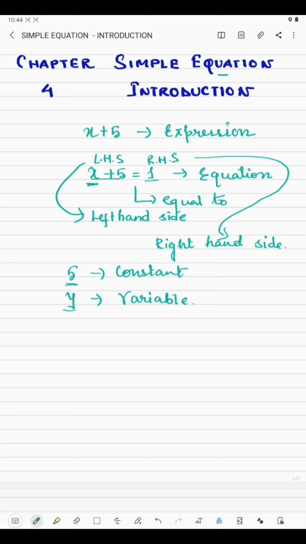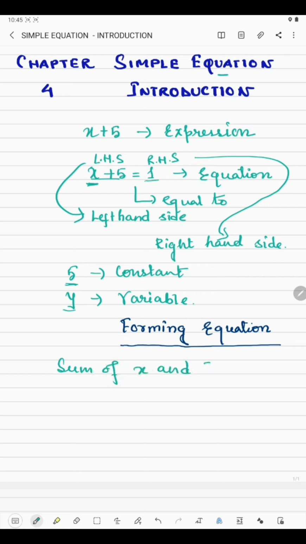Okay. Now I will show you how to form an equation if a statement is given. Suppose the statement is sum of x and 5 is 1, and we will have to write the equation. Sum means we will have to put a plus sign. Sum of x and 5, so between x and 5 we put a plus sign. Is means equals to 1. So the equation for the statement sum of x and 5 is 1 is this.